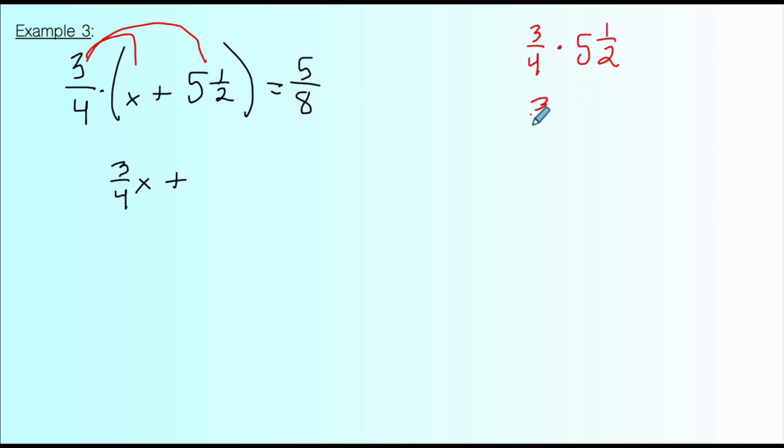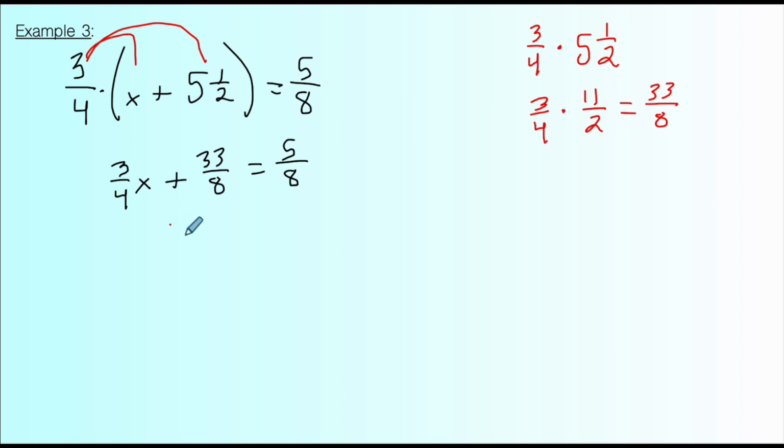So 3/4 times 11 over 2. And then I can get that to 33 over 8. So 3/4 x plus 33/8 is equal to 5/8. All right, so I've simplified as my first step by using the distributive property, and now I am going to go through inverse operations to get down to the bottom of what x is equal to.